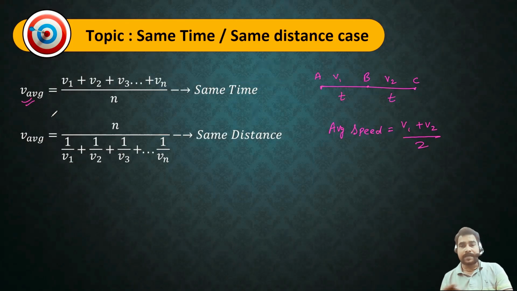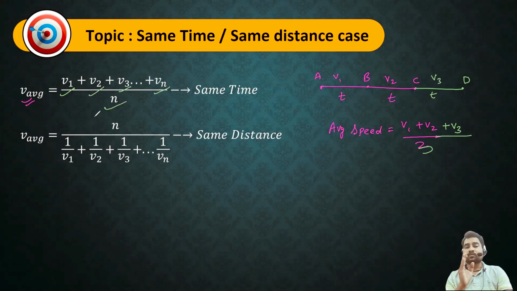Let's say if you increase this to 4 points, for example, A, B, C, and D, and this speed is v3 and time taken is again t. So this time the new average speed is going to be (v1 plus v2 plus v3) upon 3. If you perform the same operation up to n terms, the average speed is going to be (v1 plus v2 plus v3 plus and so on till vn) divided by n. So in case of same time, you can use this formula directly.